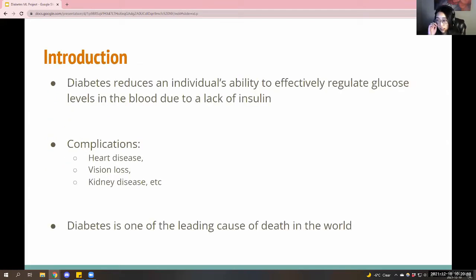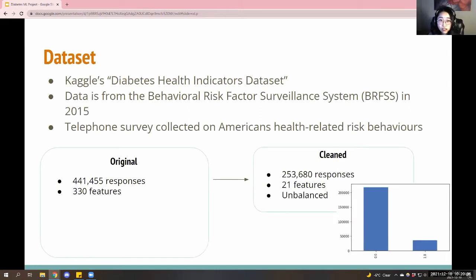So what is diabetes? Diabetes is a chronic disease that reduces an individual's ability to effectively regulate glucose levels in the blood due to a lack of insulin. Complications include heart disease, vision loss, kidney disease, and so forth. Although these complications can be mitigated with proper care, diabetes is one of the leading causes of death in the world. I got the diabetes health indicators dataset from Kaggle.